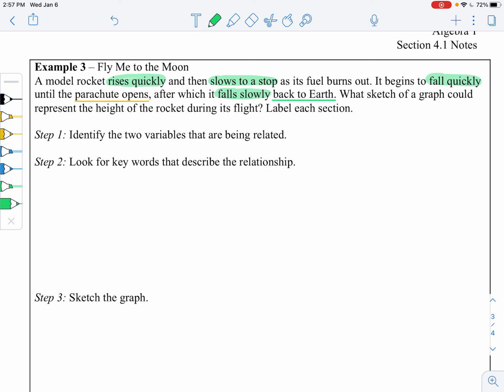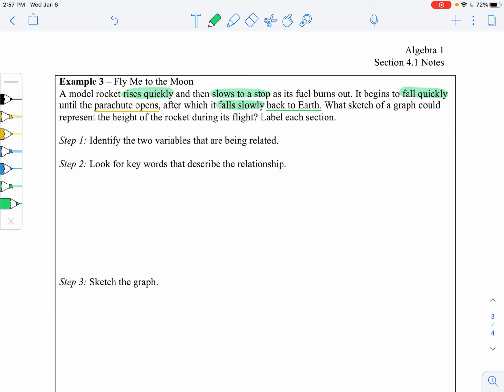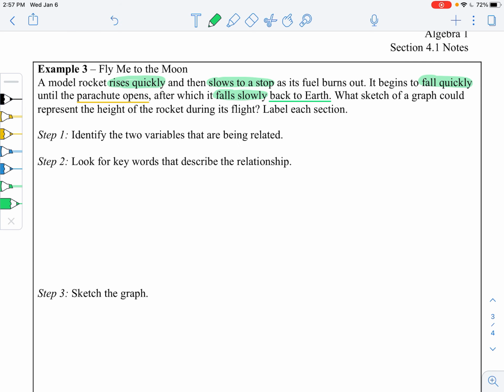What sketch of a graph could represent the height of the rocket during its flight? Label each section. So our first step is to figure out what are we talking about. We have a story here. How can we represent this story? Well, it asks you to represent the height of the rocket. So that's one variable. Height of the rocket during its flight will represent the time. So we'll represent height of the rocket and the time.